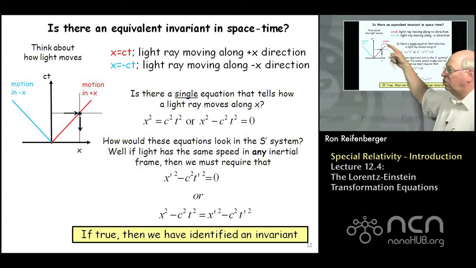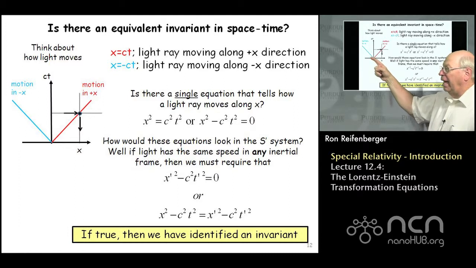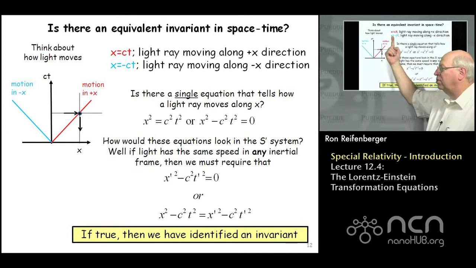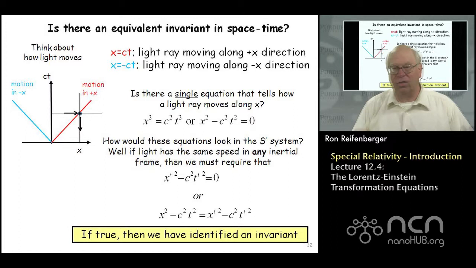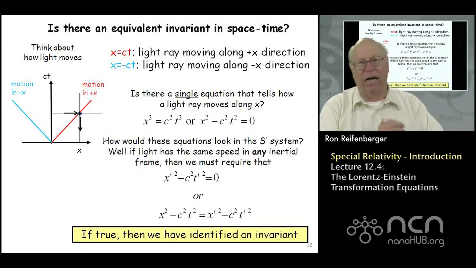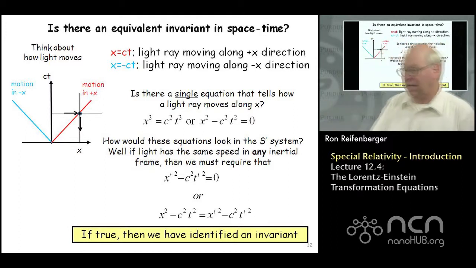And so the motion of the light beam along a positive x direction is given by this red line. There's an equivalent line, indicated by the blue line, that tells how light moves in the minus x direction. So we've got two equations that describe how light propagates along either the plus x or the minus x direction. The question is, is there a single equation that tells how light moves along the x-axis?